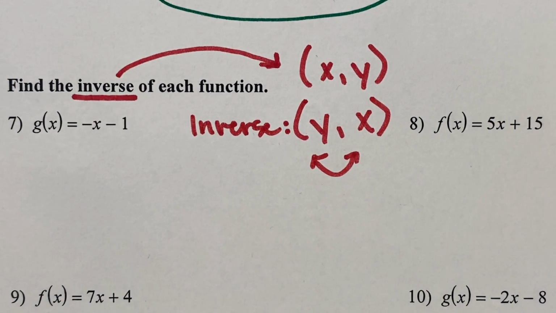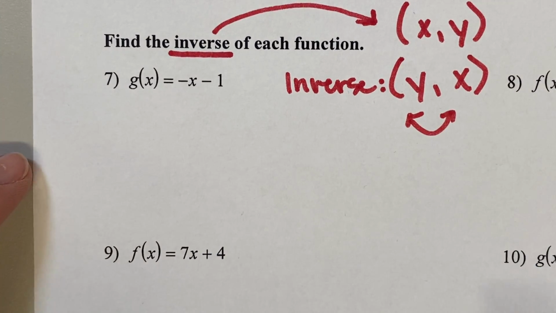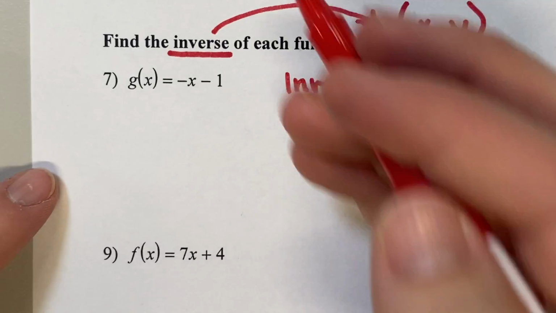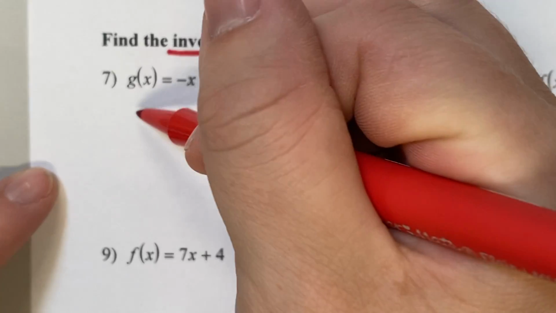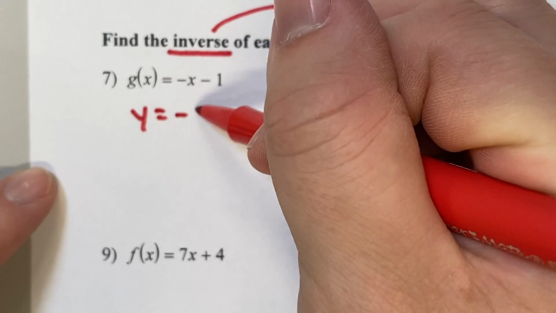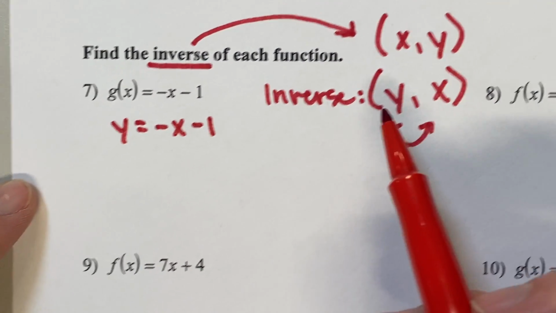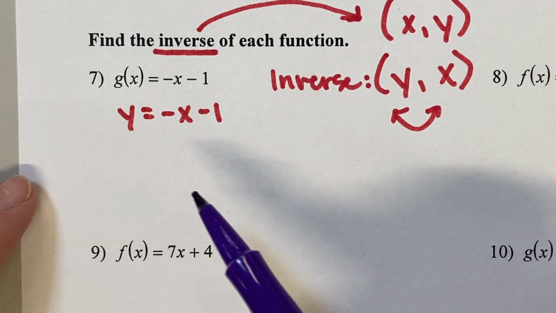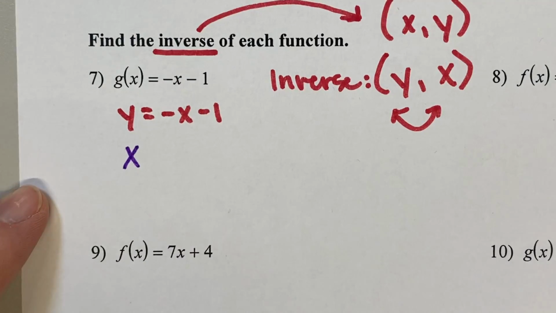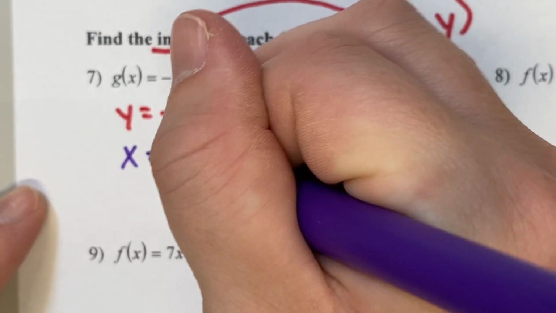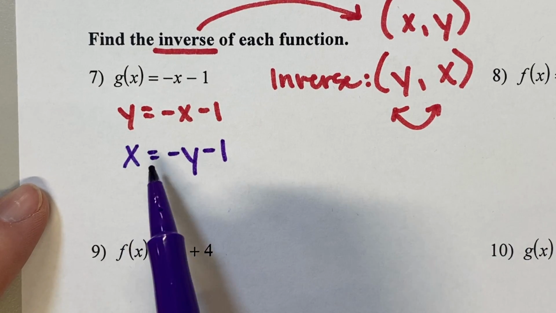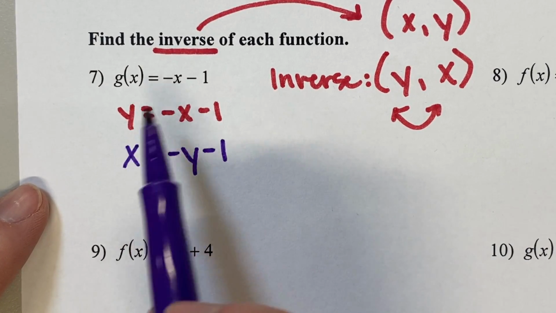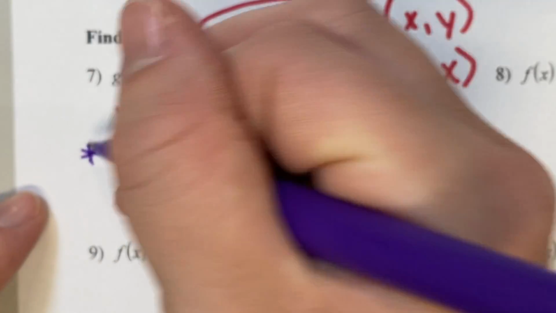Okay, so here's what I'm going to do. For number 7 and all of 7 through 10, this g of x over here, I'm actually going to rewrite this whole function as y equals, and then the rest of it, negative x minus 1, so that we're dealing with x's and y's. That's going to make it a little easier. Now that I've rewritten it with a y, I need to do my inverse step, which is to change my y to an x and my x to a y. So now it looks like x equals negative y minus 1. Those switched because of our inverse step. So that's our most important step right there.